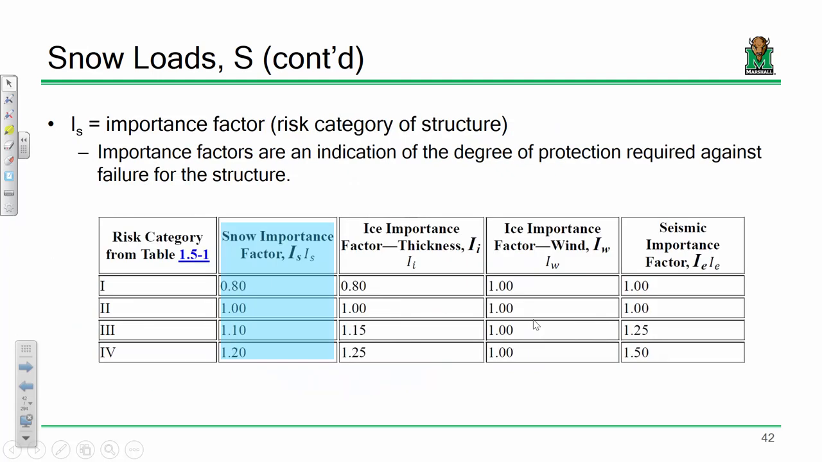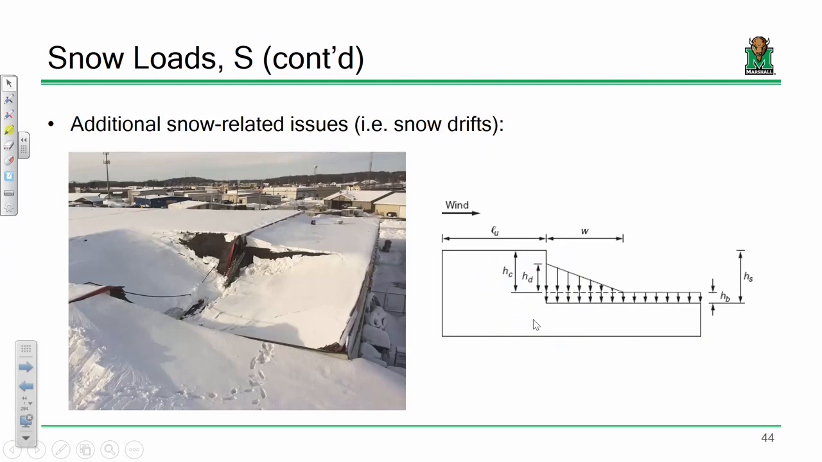And depending upon which risk category you're in, you're going to up your snow load accordingly. In other words, if you're designing a risk category 4 structure, you have to design for 20% more snow than the building would actually see, just because of the importance of the structure. Whereas if it's a grain silo, you can actually reduce your load, because it doesn't really matter all that much in terms of loss of human life. Does that make sense?